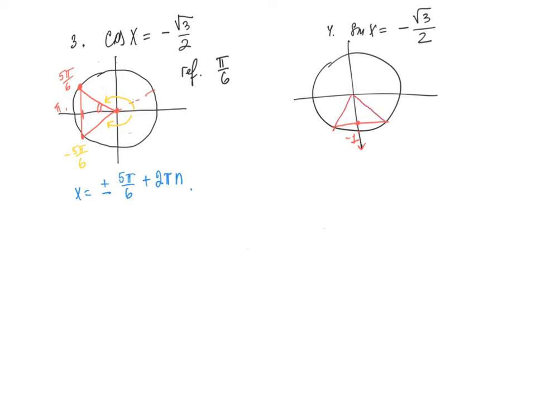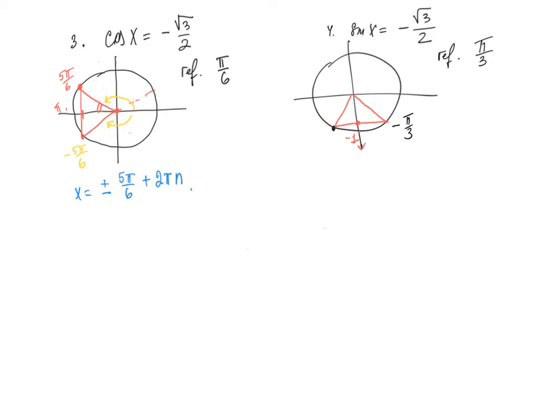What are they? Now, the reference angle is pi over 3 this time, right? Now, we don't really see pi over 6, but we know that this is negative pi over 6. So we label it negative pi over 3. Okay? Now, what is this then?